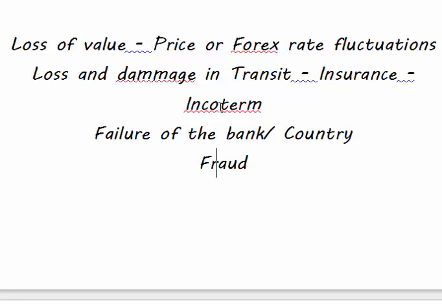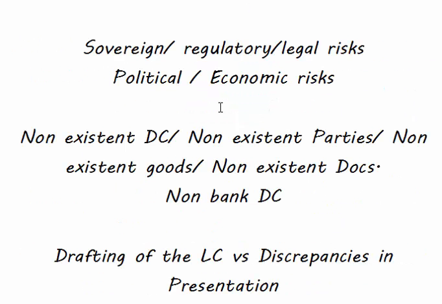Another risk is the failure of the bank or the country. There is a situation where the bank is bankrupt, or there is a civil war in the country, because of which the bank is not able to pay. This is one of the risks the beneficiary faces. Then there is a risk of fraud from the beneficiary's angle: a non-existent credit, a non-existent bank, a non-existent applicant, all the risks. And from the applicant's angle: non-existent beneficiary, non-existent document submitted, non-existent goods. These are the fraud risks which the applicant faces.